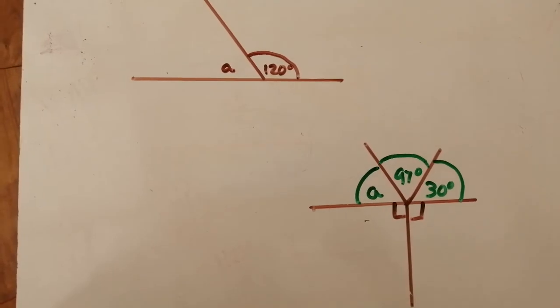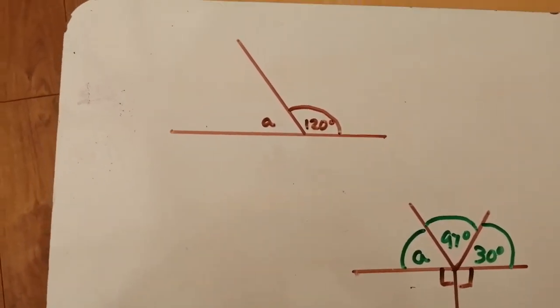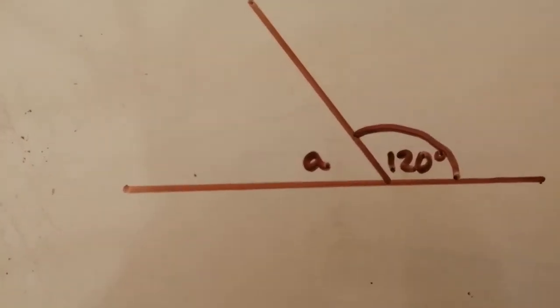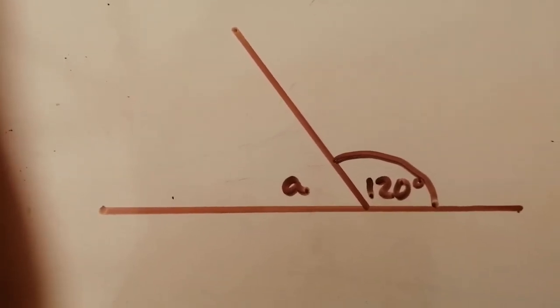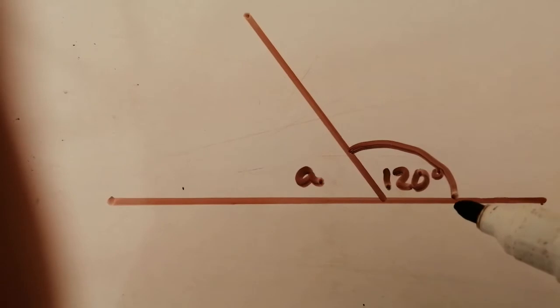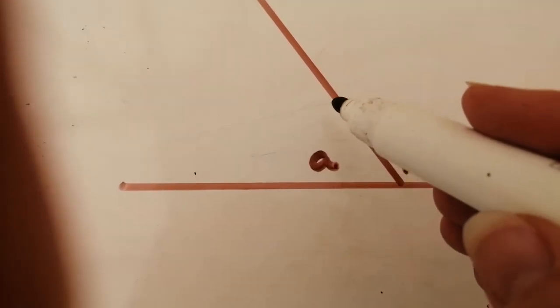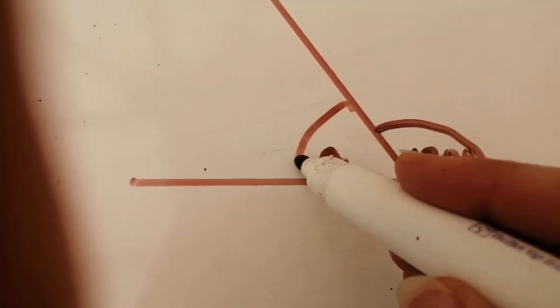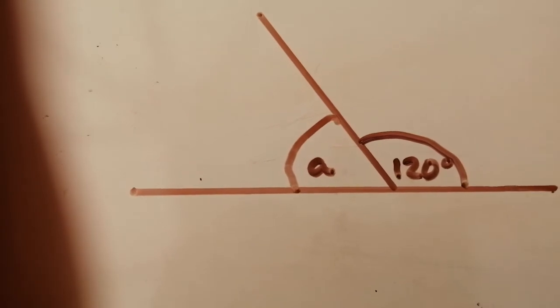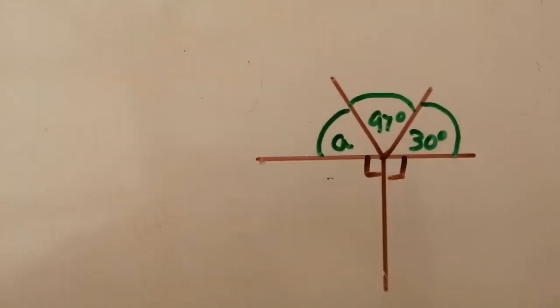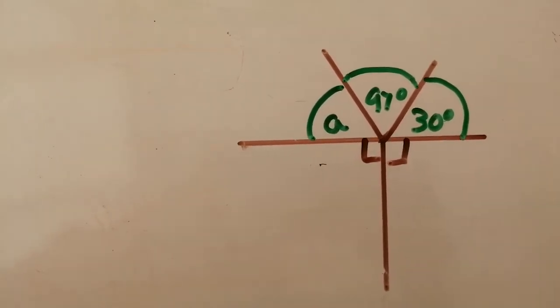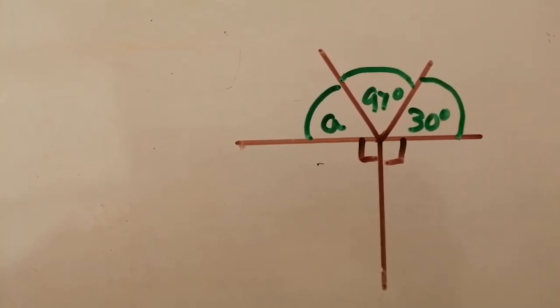Can you calculate the amount of the missing angles? So for this first one here, if we know that one side is 120 degrees, then can we calculate missing angle A? It should have a curved line around it like that to show that that's what we're looking for. And for the second one, a little bit more complicated. Can you work out the value of angle A there?